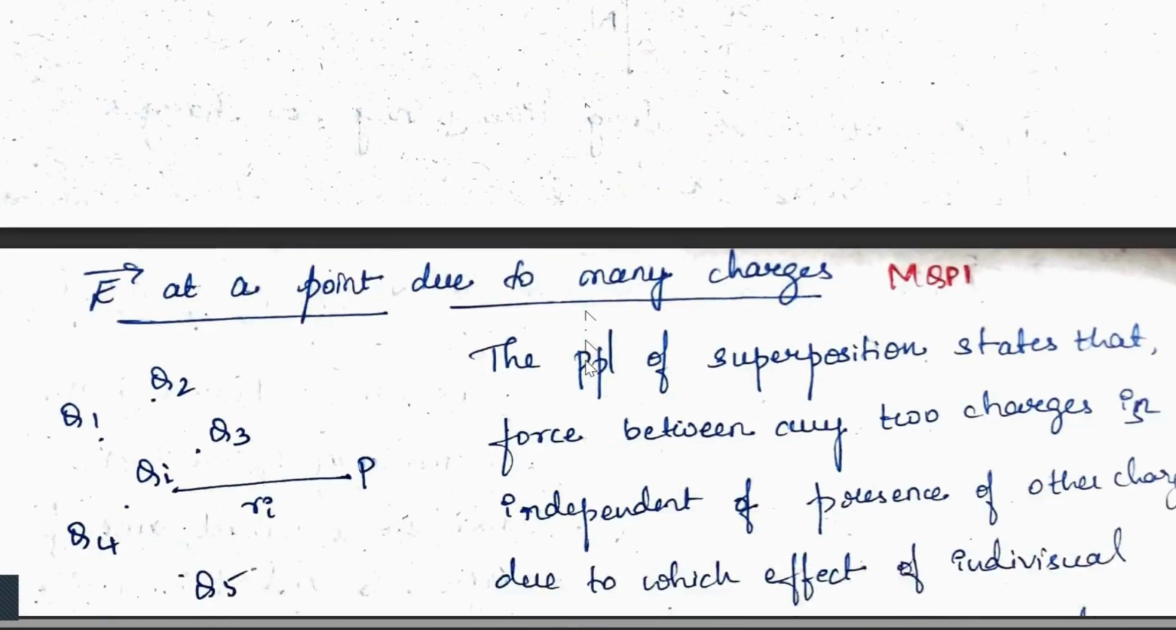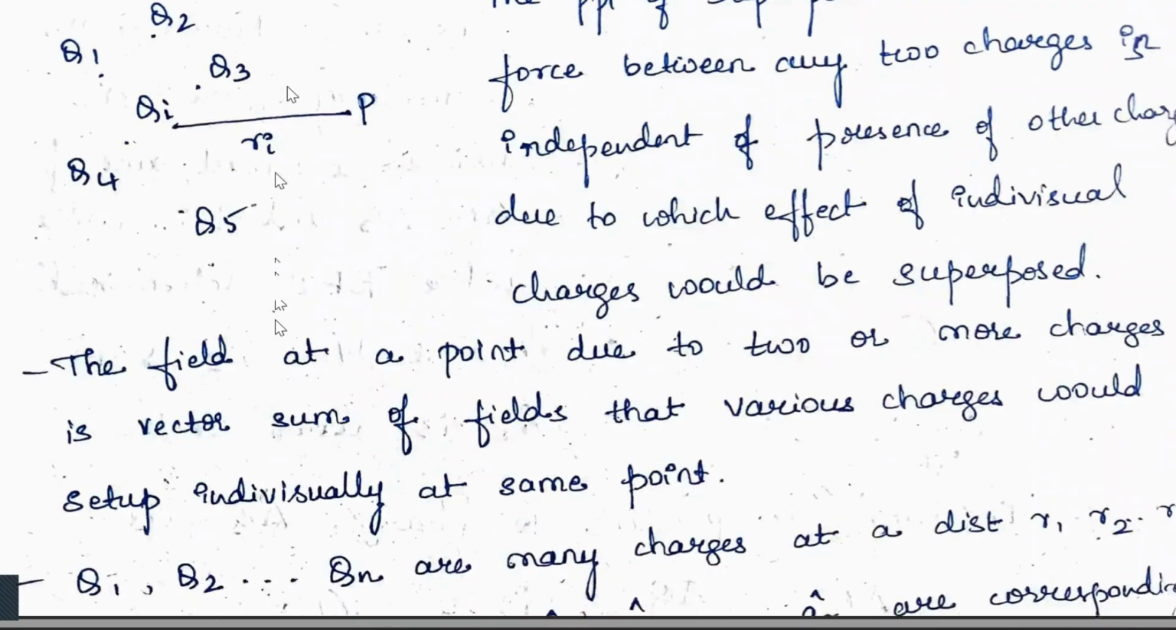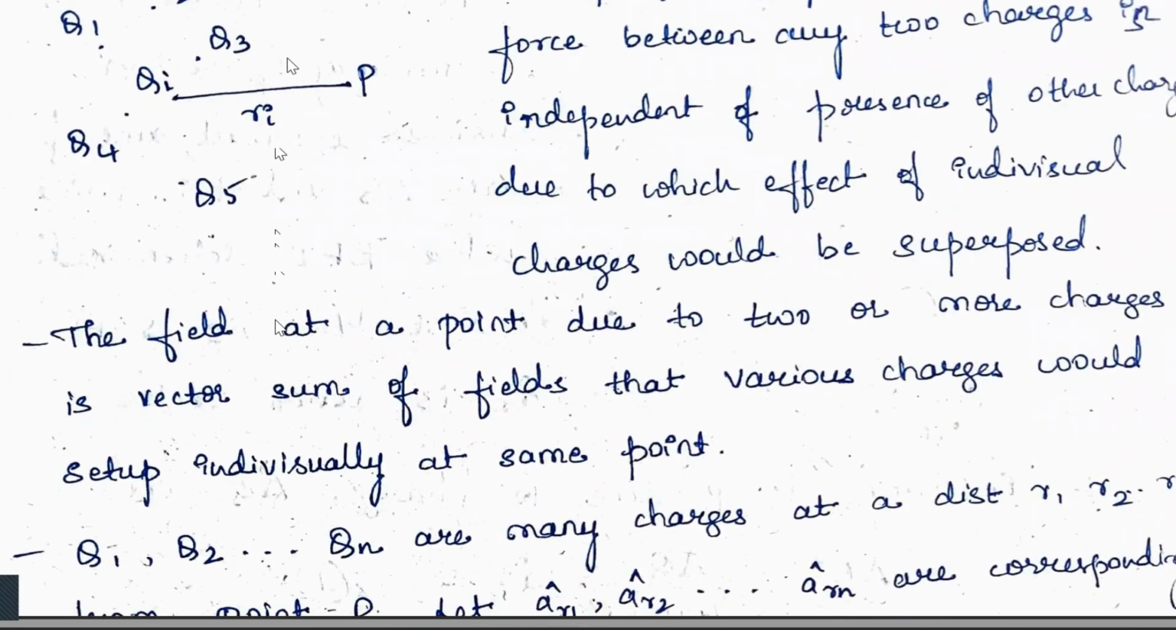For the many charges, if they ask, it is based on the principle of superposition, which states that the force between any two charges is independent of the presence of other charges, due to which the effects of the individual charges would be superposed. So here consider a point P affected by many charges. The field at a point due to two or more charges is the vector sum of the fields that the various charges could set up individually at the same point.